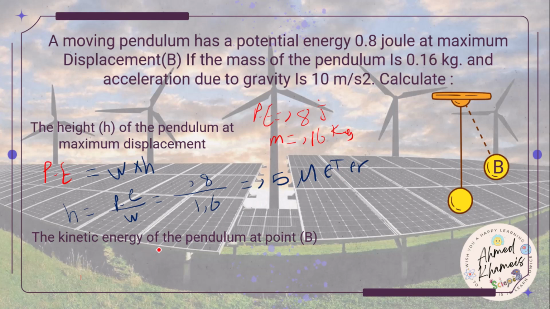And the kinetic energy of the pendulum at point P. So point P is the maximum height. So the kinetic energy at maximum height equals 0.